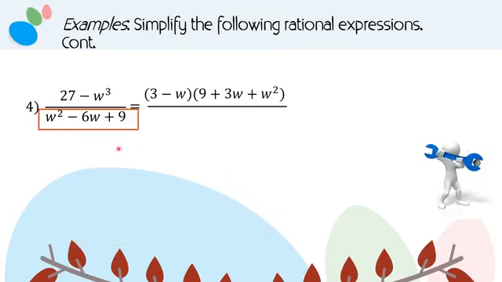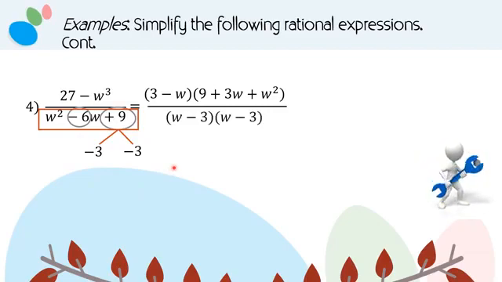Okay, so we need to factor now our denominator. Okay, so in factoring our denominator, it is in the form of a quadratic trinomial. As you observe, it is of the same form as our previous example, example number 3. Now, in factoring this trinomial, again, we need to find factors of 9 that if we add those factors, the sum must be the middle term, that is negative 6. So those factors are negative 3 and negative 3. So as you observe, negative 3 times negative 3 is positive 9, which is the last term of the trinomial. And negative 3 plus negative 3 is negative 6, which is the middle term of our trinomial. So therefore, the factors are w minus 3 times w minus 3.